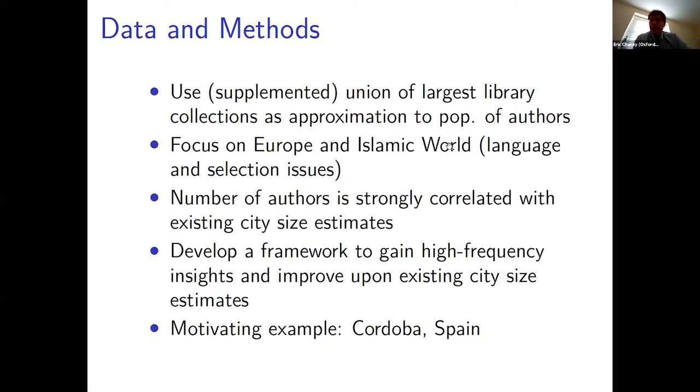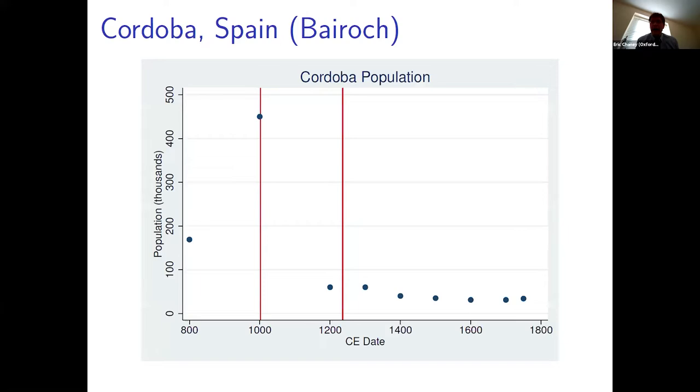So this is what we have right now. This is Bairoch's data. I believe Van Zanden and co-authors revised these data down a little bit, which I think is probably right given the evidence I'm going to show you in a few minutes. But these are the estimates that we have. On the y-axis, we have the population in thousands, and on the x-axis, we have the date where Bairoch is measuring the city size.